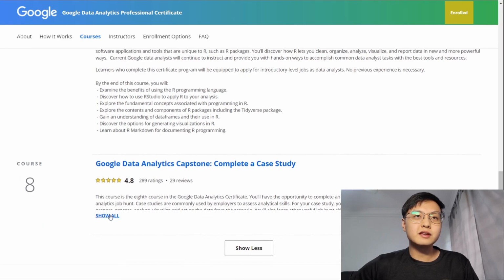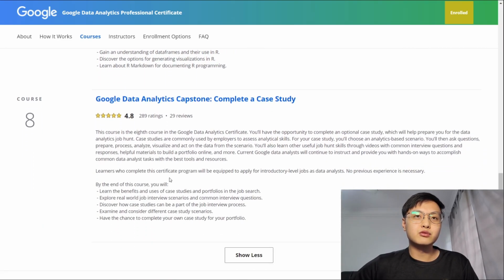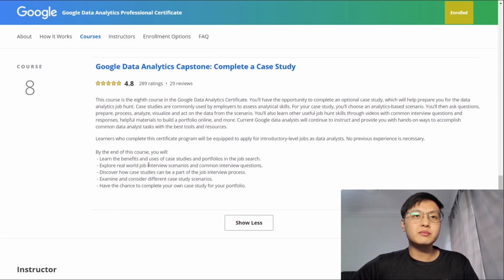The last course is a capstone project that you will be attempting, and it includes a complete case study program that you'll be going through based on real-world job interview scenarios. And you'll also discover how case studies can be part of the job interview process. So this is a very important section of this course because it summarizes all the things that you've learned into one neat project. And this can be really useful when applying for your data analyst job in terms of providing a nice portfolio for the interviewers to look at. So I really recommend you to attempt this capstone, even though it's optional to getting this certificate.